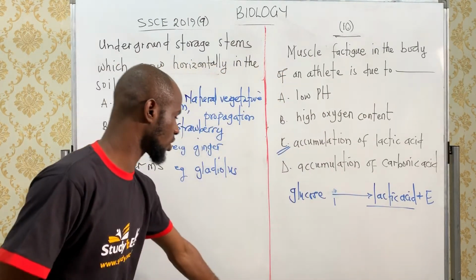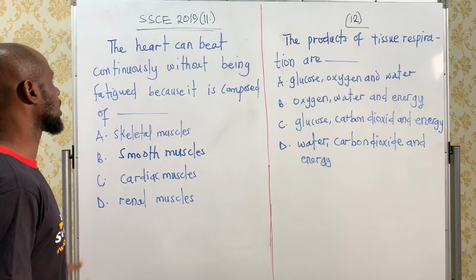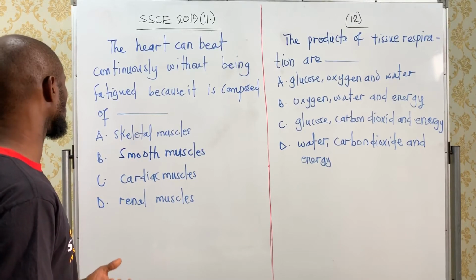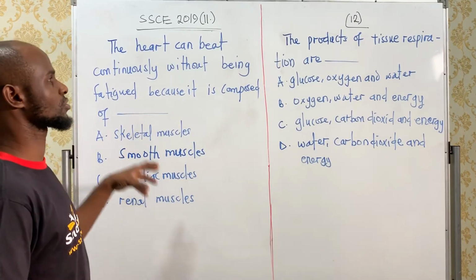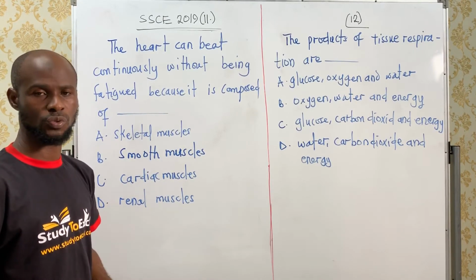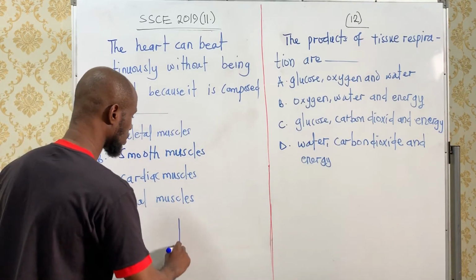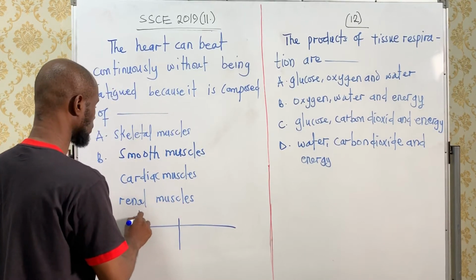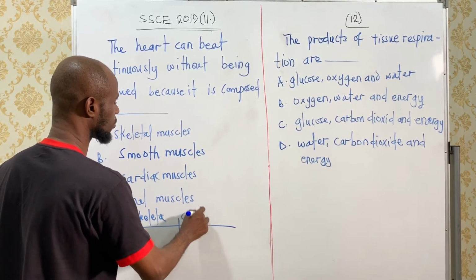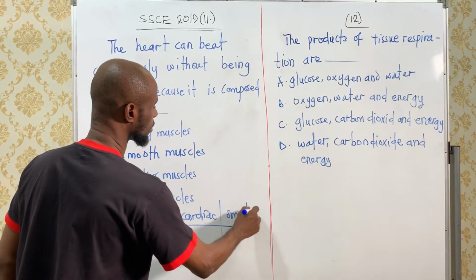Now let's go to the next question. Number 11. The heart can beat continuously without being fatigued because it's composed of dash. This question wants to test our knowledge on the types of muscles. And we know that we have 3 types of muscles. Don't forget that. We have the skeletal muscle, we have the cardiac muscle, and we have the smooth muscle.